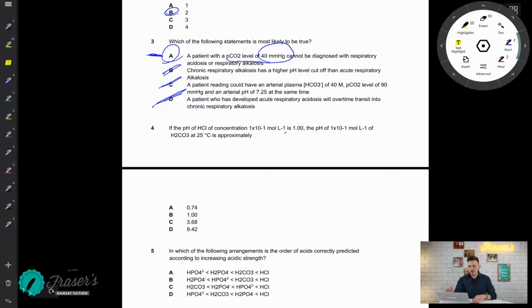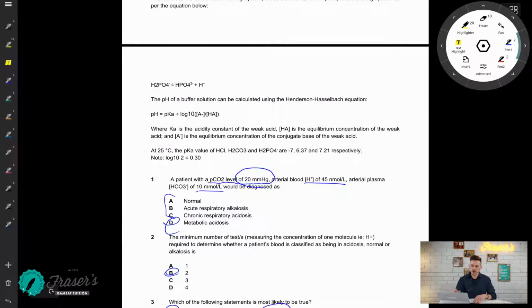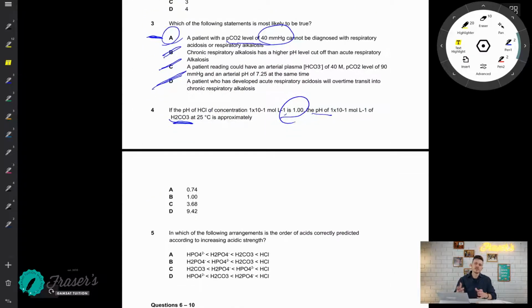Okay. Having a look at number 4, what we have is the pH of 1 times 10 to the power of -1 mole per liter of HCl. This pH is 1. And the pH of H2CO3 at this concentration is what? Now, straight away when I read this, I'm inclined to go into the maths over here as described within the stem. However, before we jump into any maths, there is a great deal of virtue in just stepping back, looking at the options that we actually have present, and seeing if anything makes logical sense.